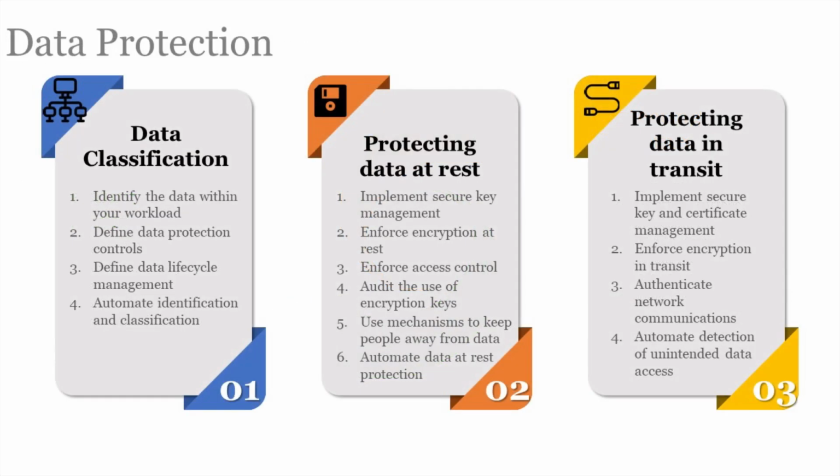Data protection can be categorized into the following 3 categories described in each of the sections. Data classification. 1. Identify the data within your workload. By determining the scope and sensitivity of your data processed by your workloads, you should classify the data based on sensitivity levels. All security measures for the data protection should be put in place based on the classification.